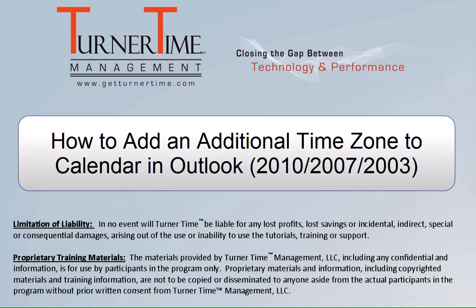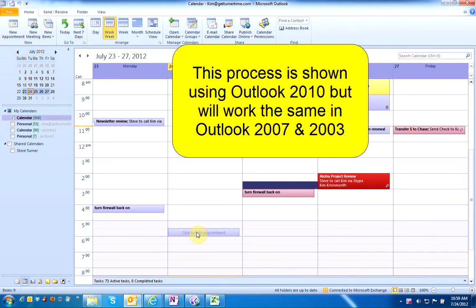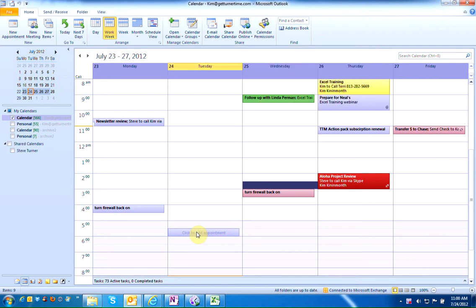This video is on how to add an additional time zone to your calendar in Microsoft Outlook. This process is shown using Outlook 2010 but will work the same in Outlook 2007 and 2003.